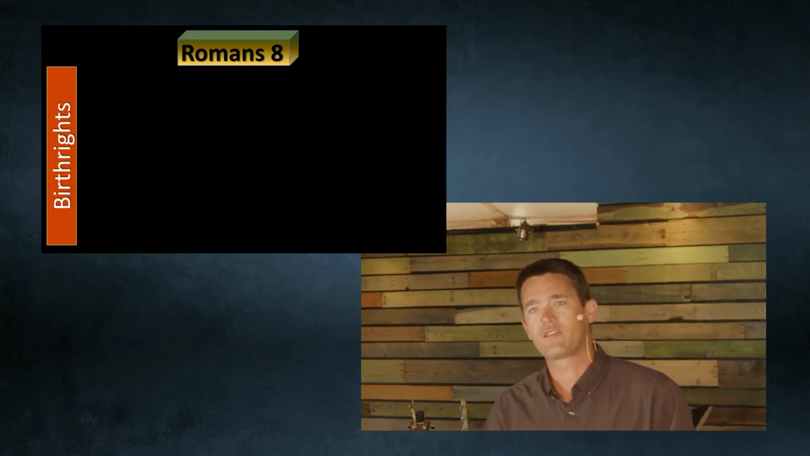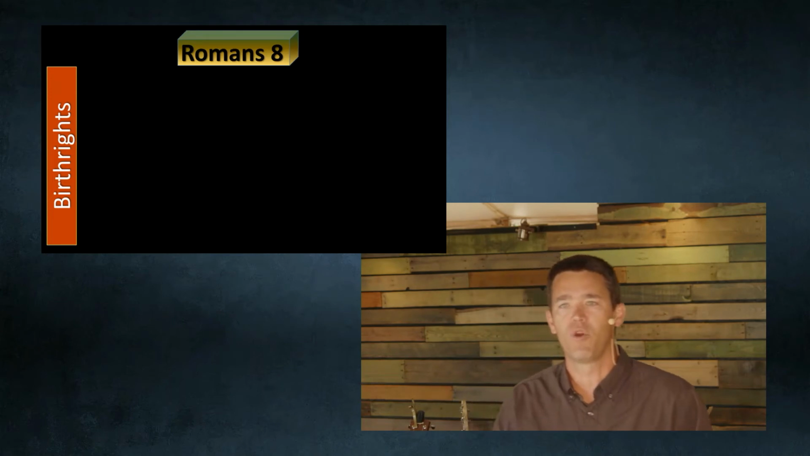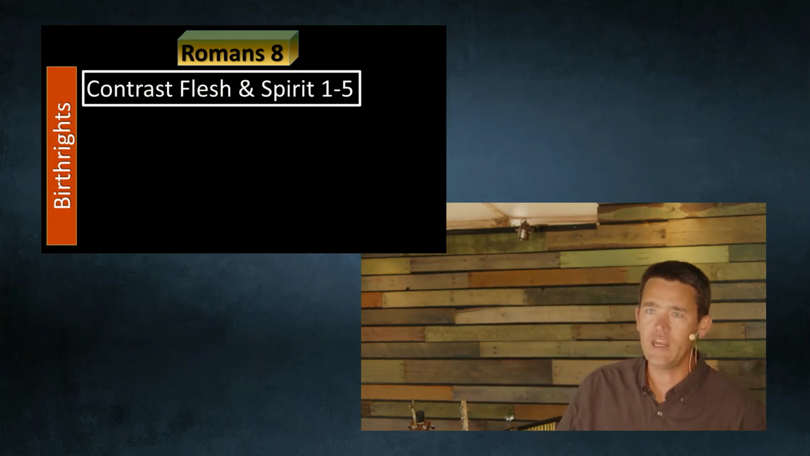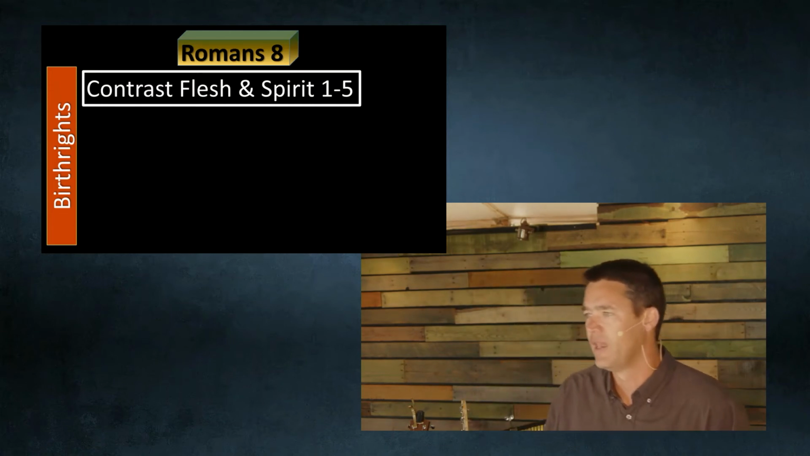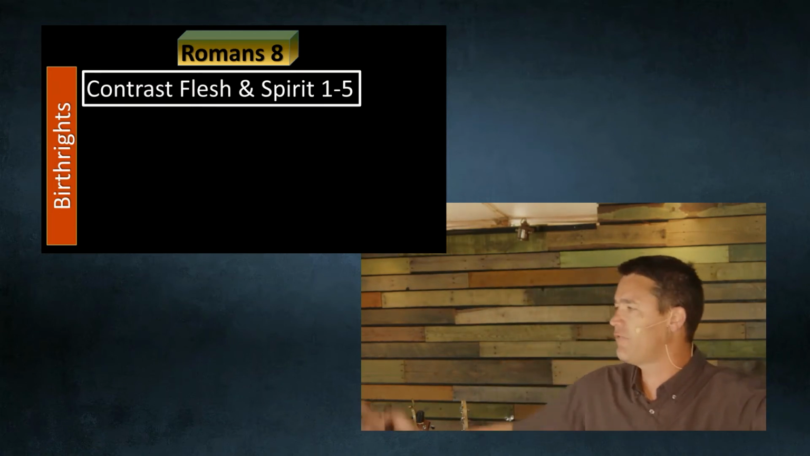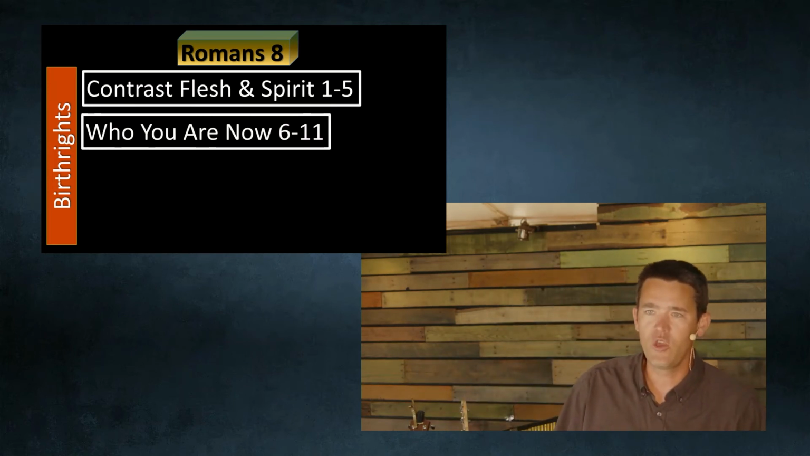Now, birthrights. Chapter 8 is all about birthrights. In other words, the other was where you've been. Now what? Looking forward, what's your birthright? The beginning of chapter 8, which we'll get into, he's contrasting the flesh and the spirit. He's saying, this is what it looked like in the flesh. This is what it looks like in the spirit. Then he's going to talk about who you are now.